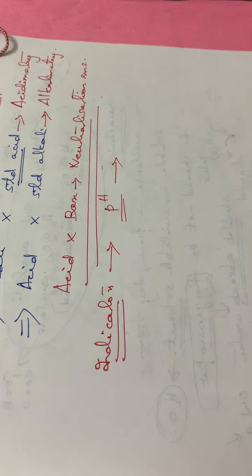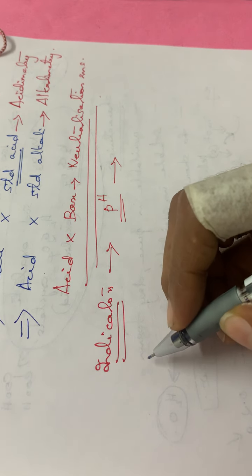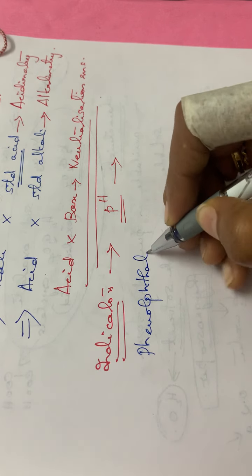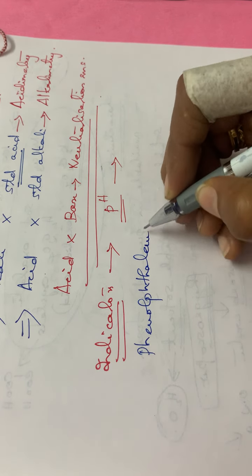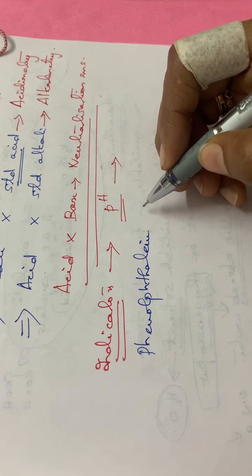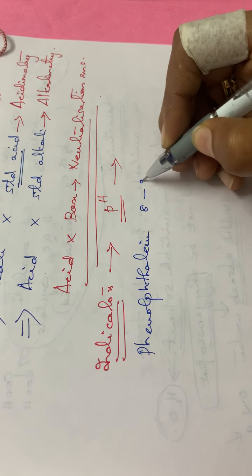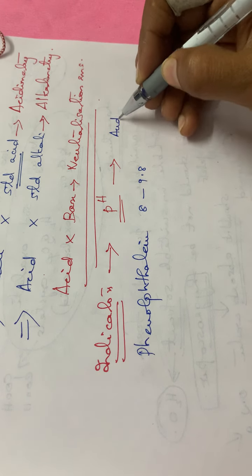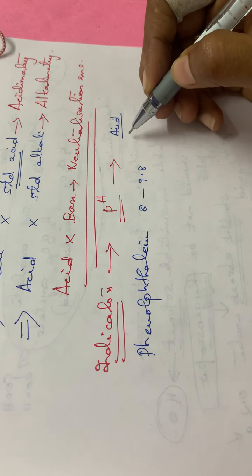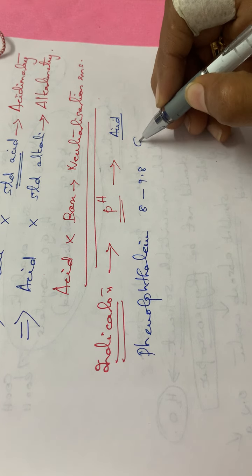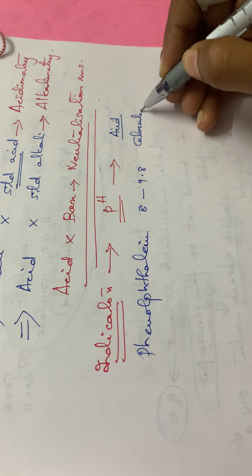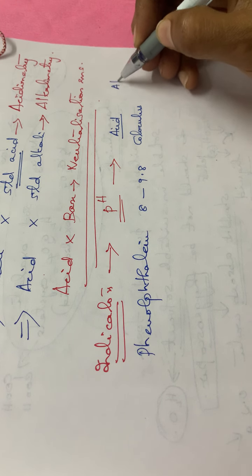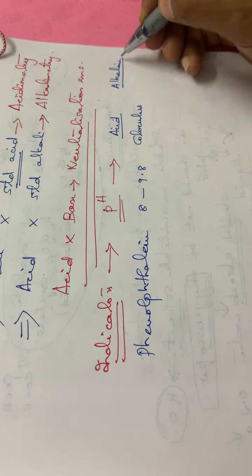For example, you might have heard of phenolphthalein. The pH range of phenolphthalein is between 8 to 9.8. In acid solution, this phenolphthalein is colorless. That is, if you add phenolphthalein to an acid solution, it will be colorless. And in alkaline solution, what happens? The color changes to pink.